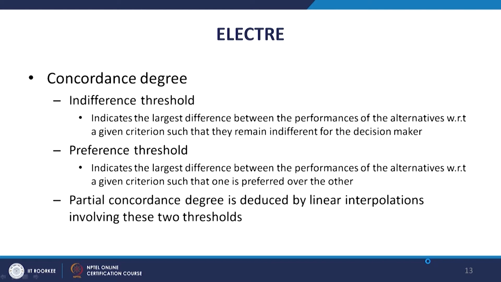Now, let us talk about the second threshold, that is the preference threshold. What do we mean by this threshold? The preference threshold indicates the largest difference between the performances of two alternatives with respect to a given criterion such that one is preferred over the other. If the difference between the performances of two alternatives grows and is higher than a given value, which is the preference threshold, then we are clearly going to say that alternative A is preferred over alternative B, or one particular alternative is preferred over the other.